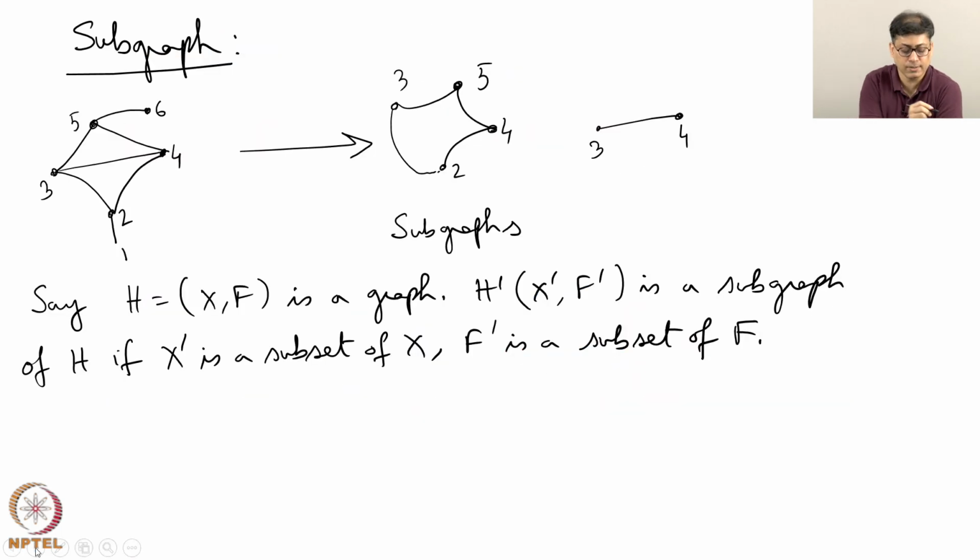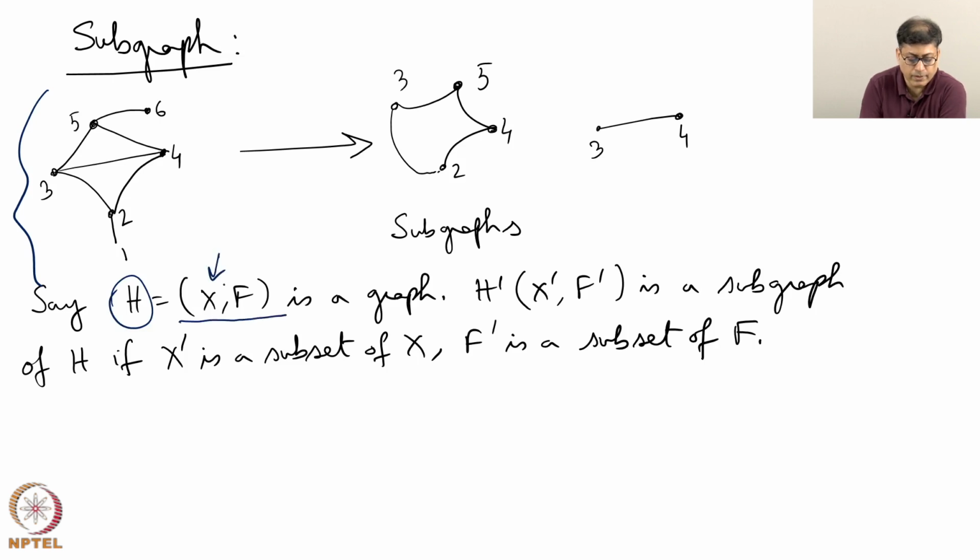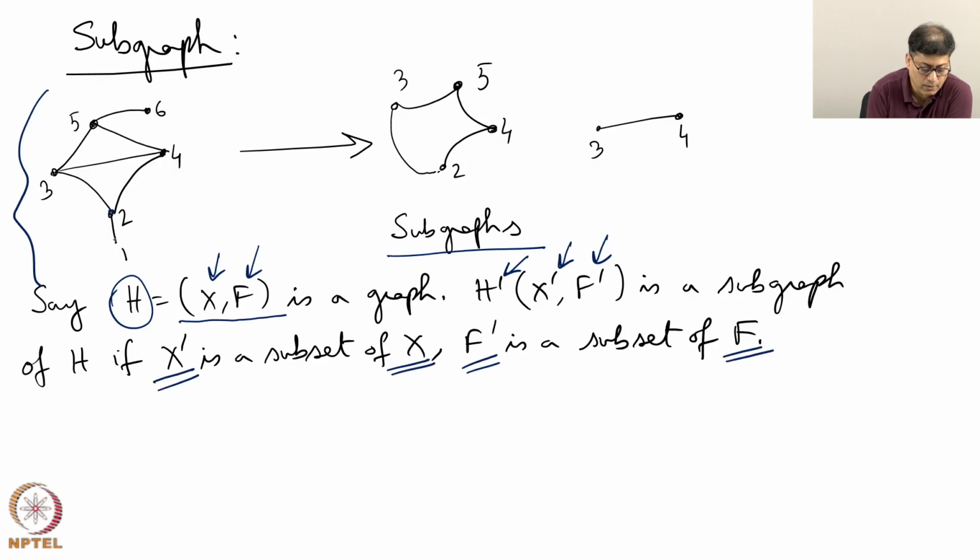We will now see the concept of subgraph. Take a graph over here with 6 vertices and so many edges, and I represent this graph H as a sum of the vertices and the edges. Now, a subgraph is another graph H dash with x dash the vertices and f dash the edges, such that x dash is a subset of x and f dash is a subset of f. That means, in simple language, out of so many vertices, I will pick up only a few.